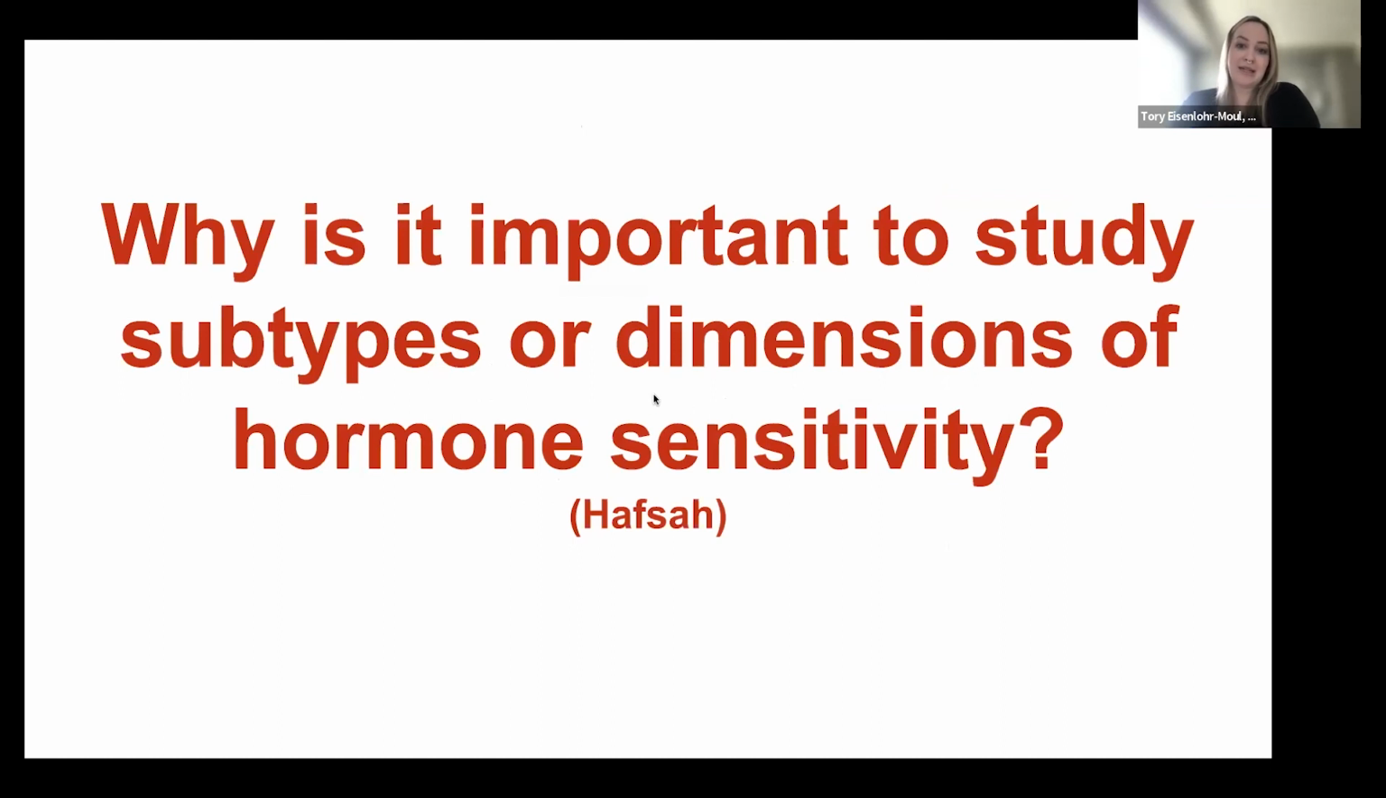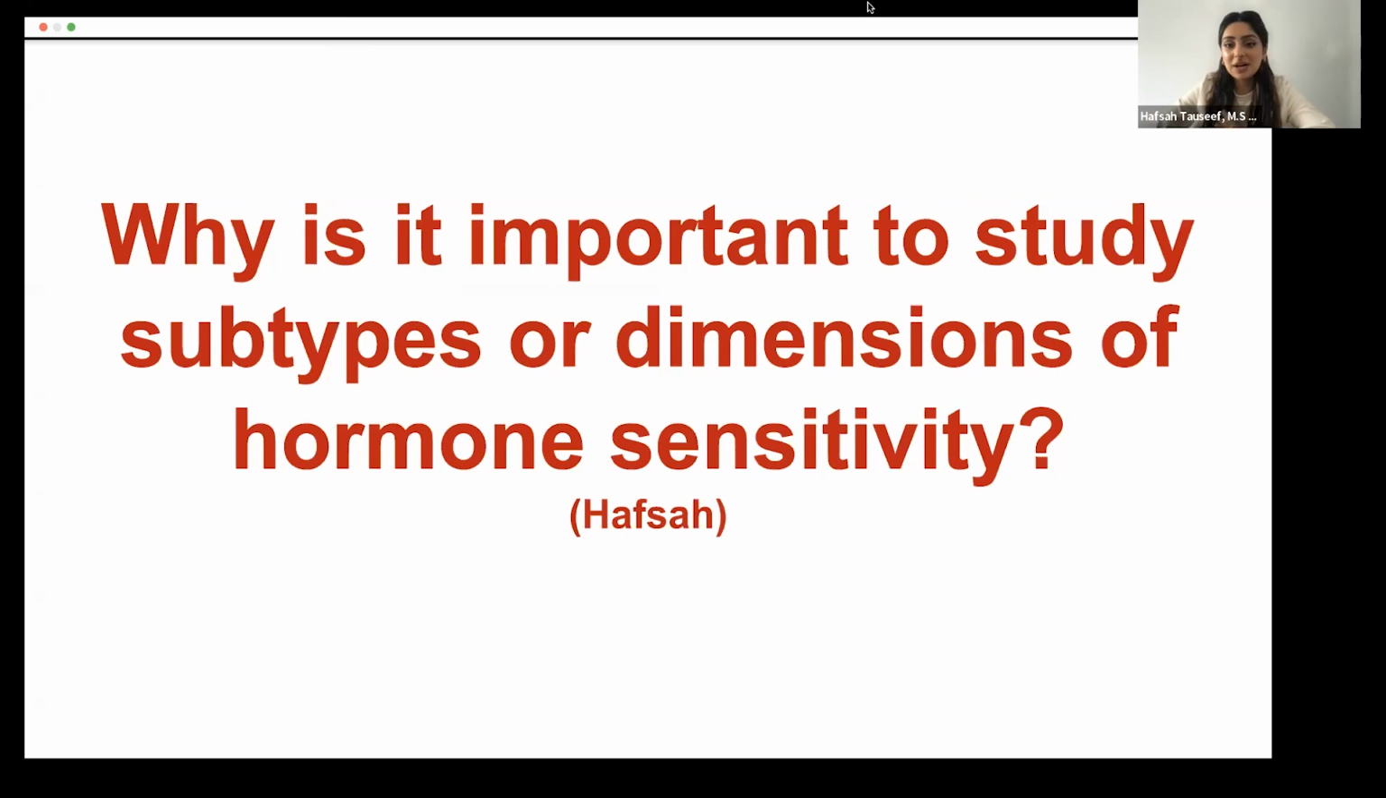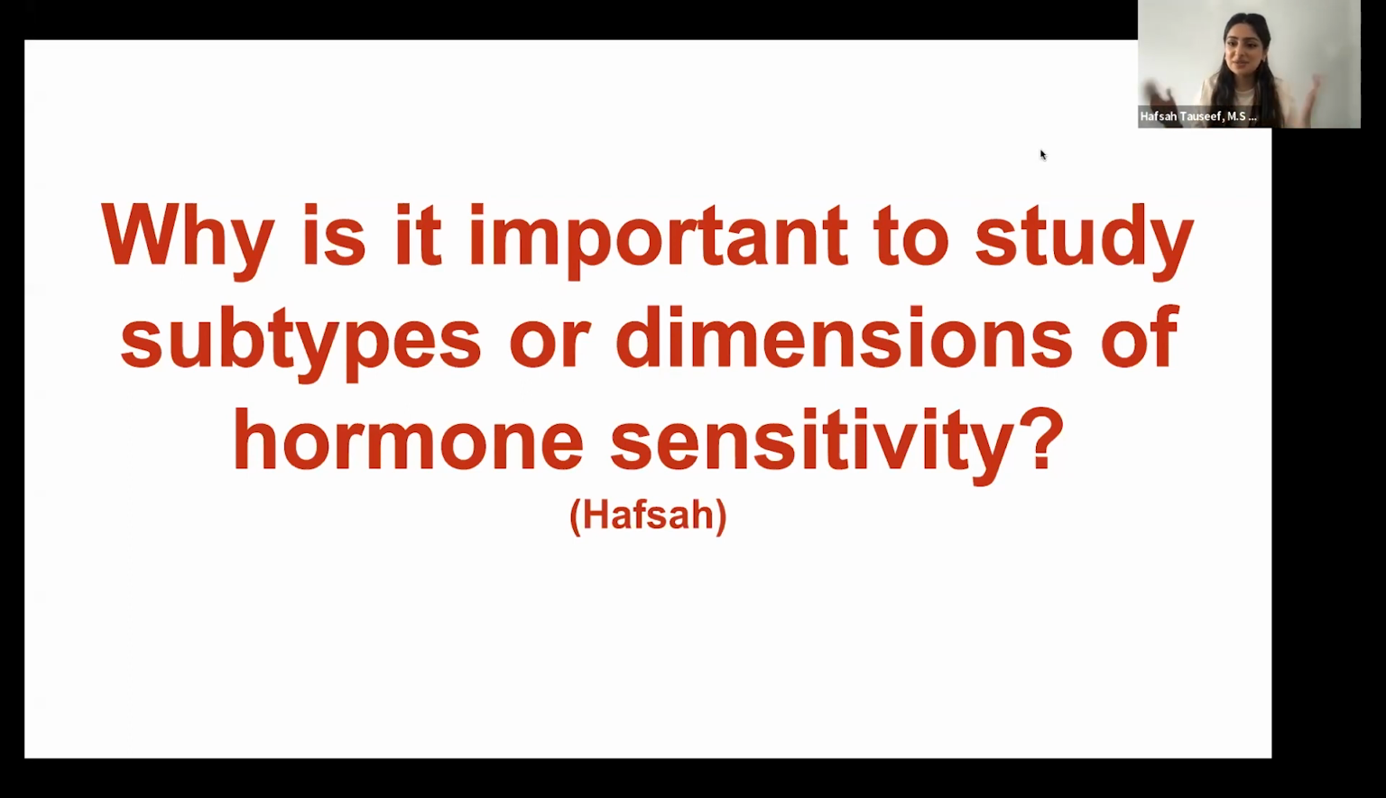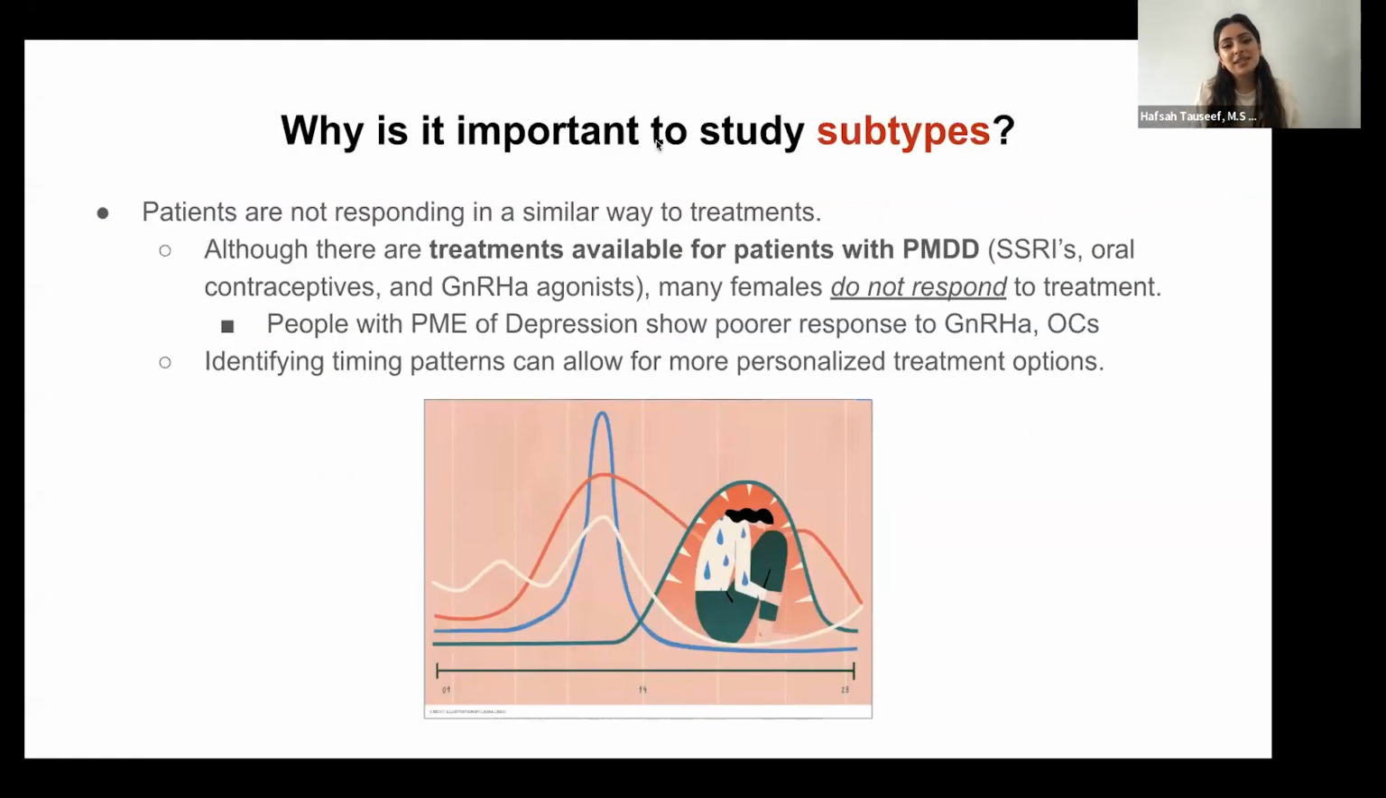Why is it important to study subtypes of hormone sensitivity? Take it away, Hafsah. Yeah, so I'm going to be talking about why it's important to study, and then I'll introduce the research that we've done so far. So next slide. What we see is that patients are actually not responding in the same way to treatments. We have 3 general treatment options for PMDD: SSRIs, oral contraceptives, and GnRH agonist. Fancy term, but it's just chemicals that kind of induce low levels of the hormones that go across the menstrual cycle. So it's similar to mimicking menopause.